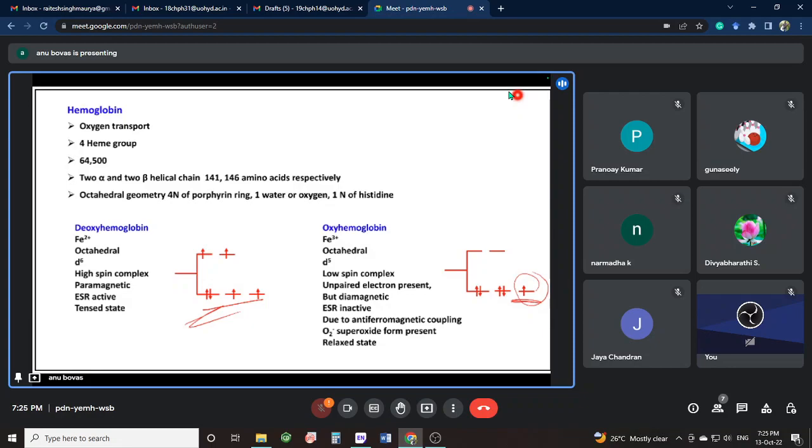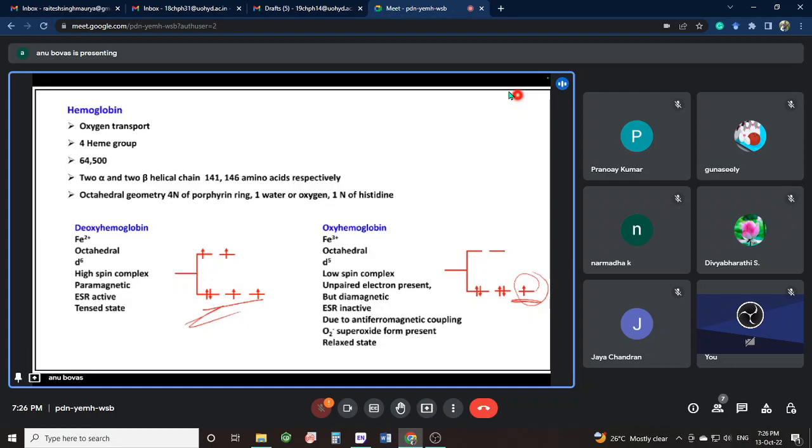Due to antiferromagnetic coupling. Antiferromagnetic coupling means if one ion has an unpaired electron, that spin will be cancelled out by the spin of another electron from another iron atom. So these two iron atoms' electrons will cancel the spin of each other, and then the total spin will become zero. And thus it will become diamagnetic, ESR inactive, and this is called antiferromagnetic coupling. This can be asked. So you should know what antiferromagnetic coupling is.